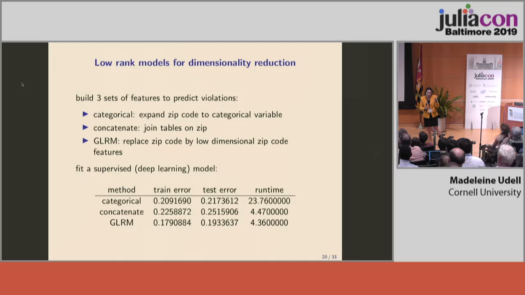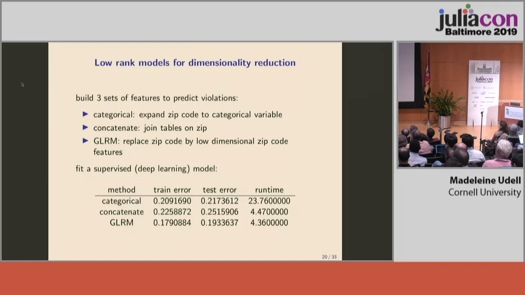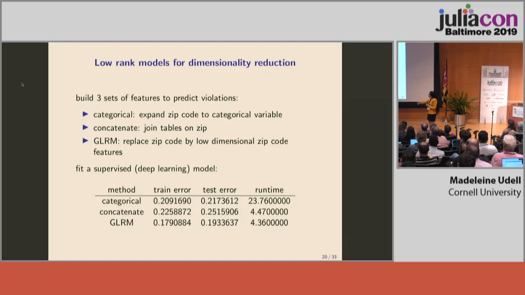If I do this and then fit a supervised deep learning model on these features, here's what I find. Number one, if I expand to a categorical variable, my runtime goes way, way up. In training error, I get a lower training error using the categorical model than the concatenated model. That's not surprising because it's easier to overfit when I've got 33,000 extra features. But actually, the low-rank model does even better than that. And in test error also, the low-rank model is performing better than either of the other models. You do see that both of the other models are overfitting to a greater extent.